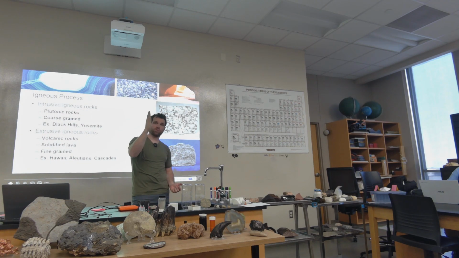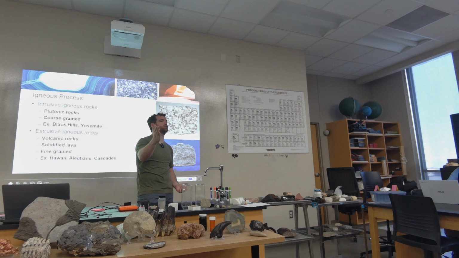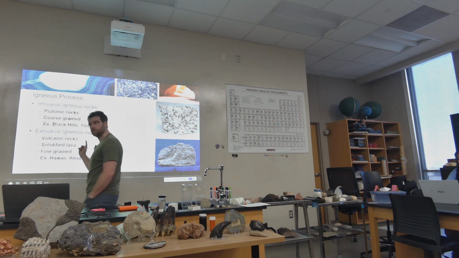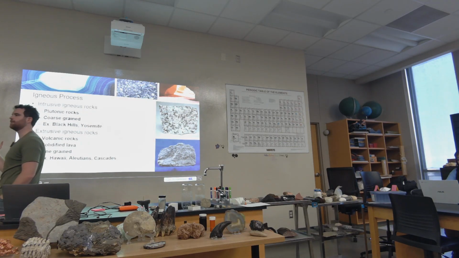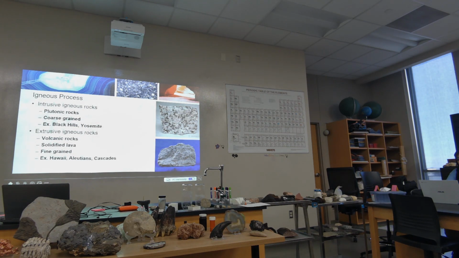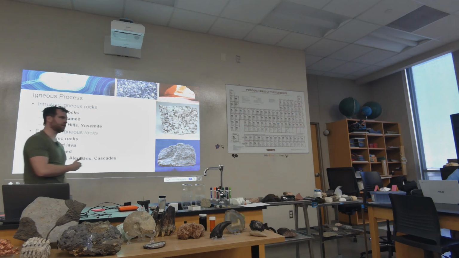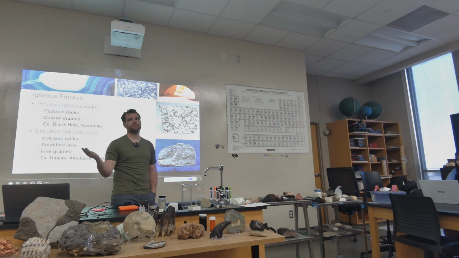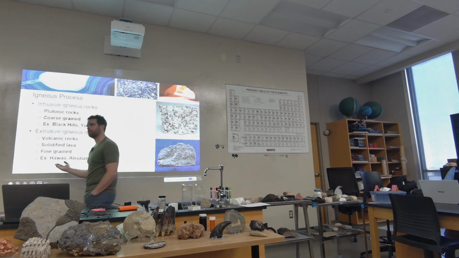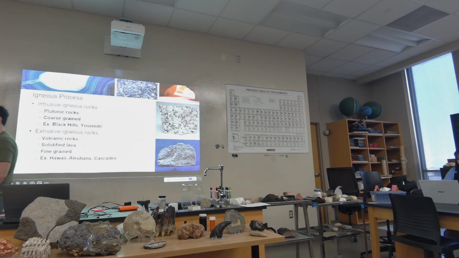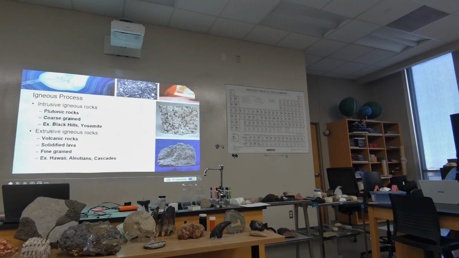So if intrusive igneous rocks have larger crystals, extrusive igneous rocks have what? Smaller crystals. Why? Because they have less time. They had less time to form. They cooled quicker, did not have as much time to get that big. Okay? Great. Yes? What's the difference between intrusive and extrusive? I just said it. We just figured it out. Intrusive igneous rocks form below ground and therefore have larger crystals because they cool over longer amounts of time.